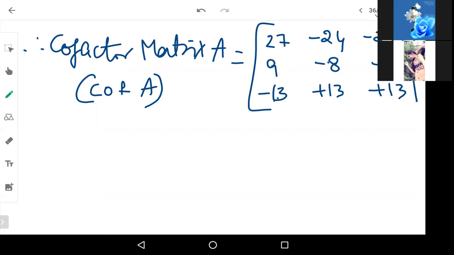This has to be written back as a matrix, and once you write it as a matrix, then the problem will get over. That is cofactor matrix A. Understood?